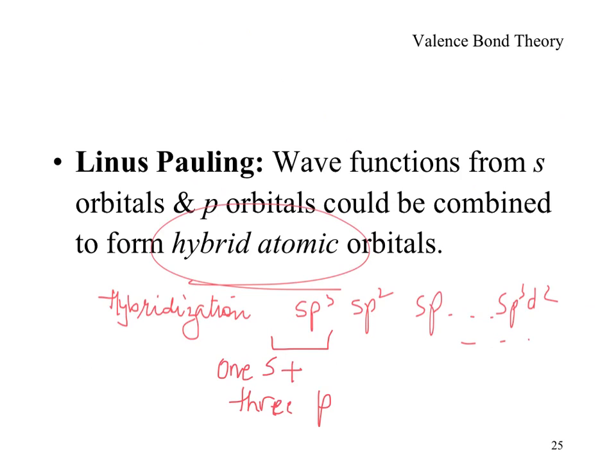Now, there are certain rules that we have to follow for hybridization. If one s is combining with 3 p's, that means there's a total of 1, 2, 3, 4 orbitals. So if 4 orbitals are combining, then it has to give rise to 4 hybrid orbitals as well. That means the number of orbitals combining in and the number of orbitals that are formed is the same.